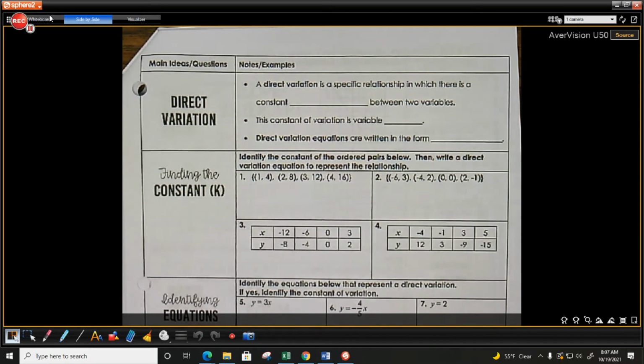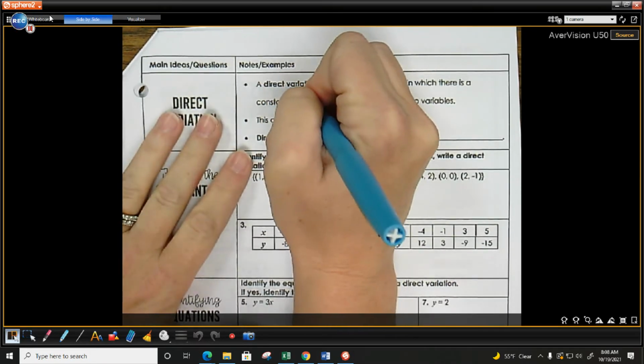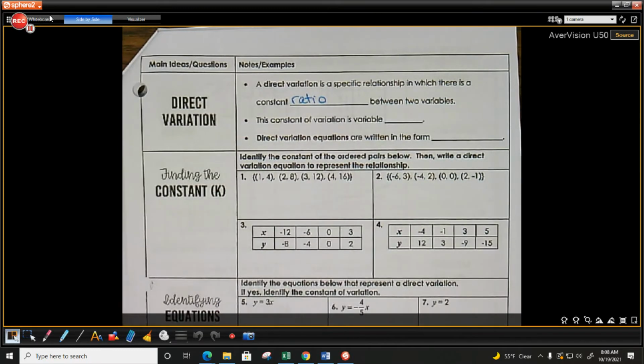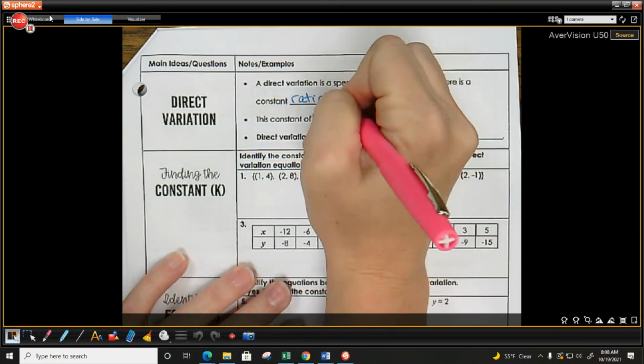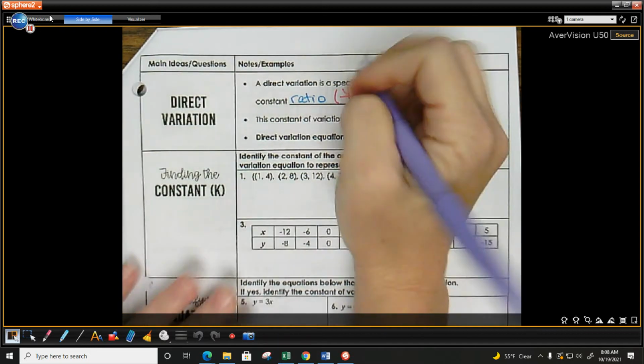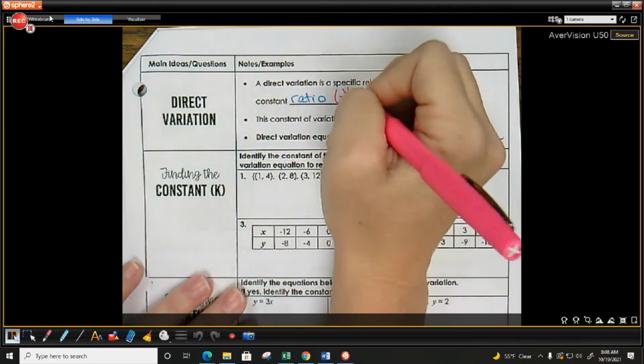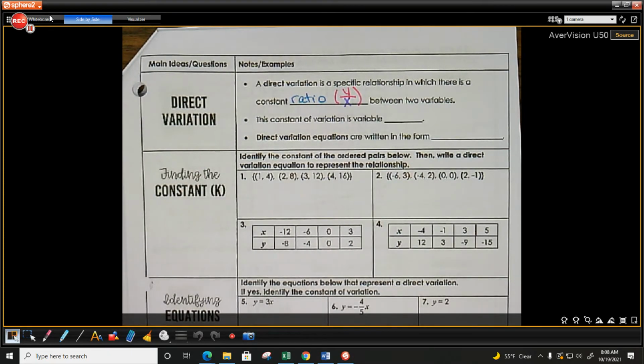Okay, so today we are going to do direct variation. Direct variation is just linear functions, okay? It's just linear functions that have a b value of 0. So direct variation is a specific relationship in which there is a constant ratio between two values, and our ratio is going to be y over x. That's your constant ratio between two variables, y over x.